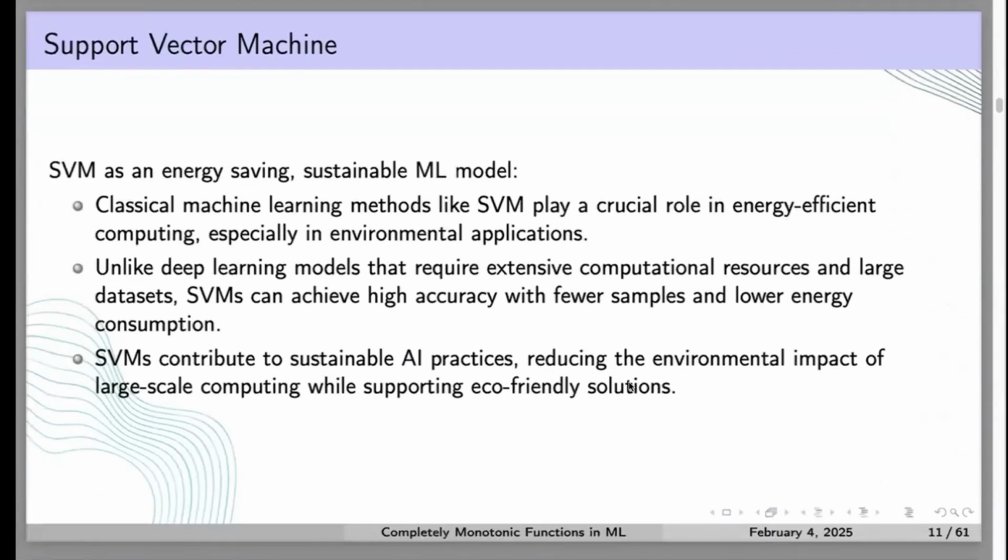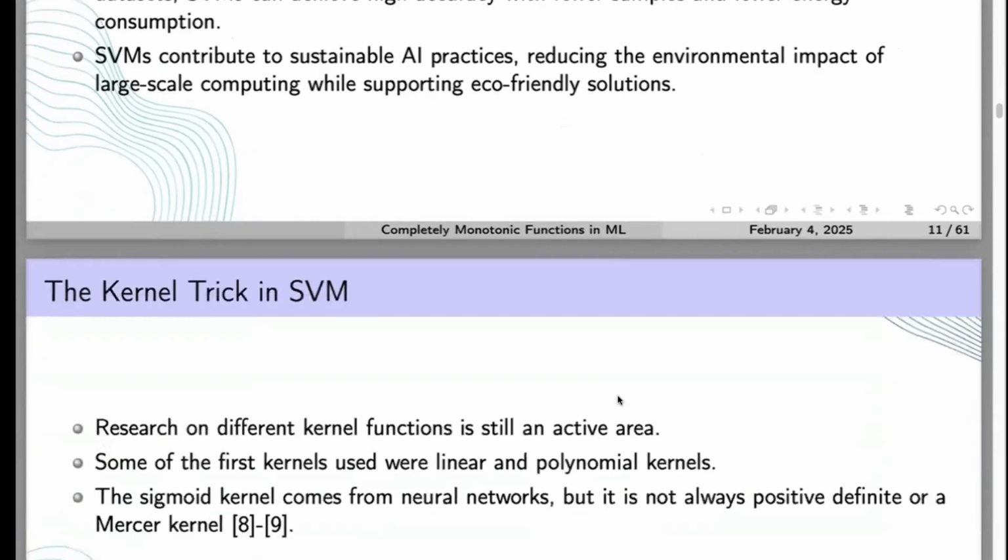And SVM has another importance, which is very important these days, because SVM can be seen as an energy-saving, sustainable ML model. We see that big data sets need more computation, and if you don't need it, why use so much energy? So classical machine learning models like SVM play a crucial role in energy-efficient computing, especially in environmental applications. Unlike deep learning models that require extensive computational resources and large datasets, SVMs can achieve high accuracy with fewer samples and lower energy consumption, so they contribute to sustainable AI practices this way.